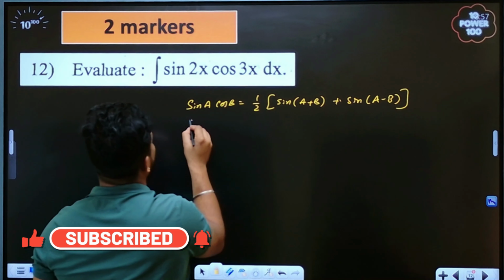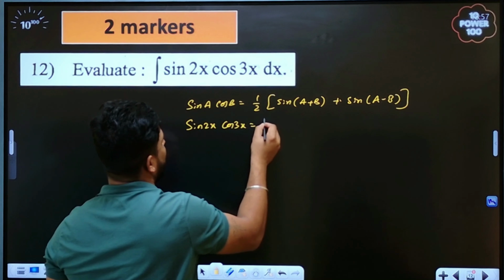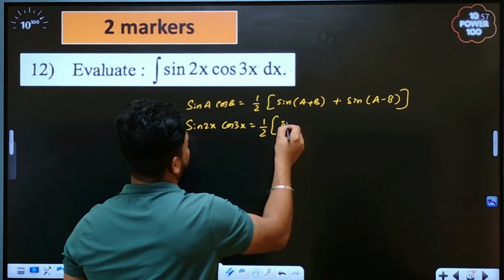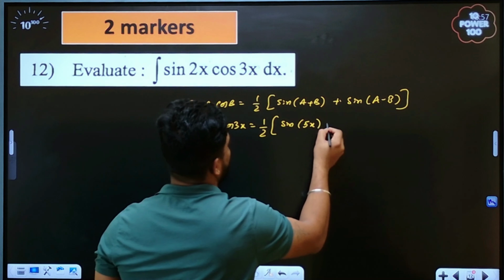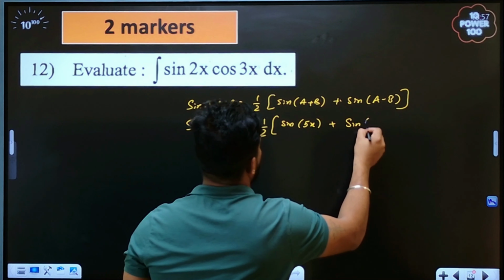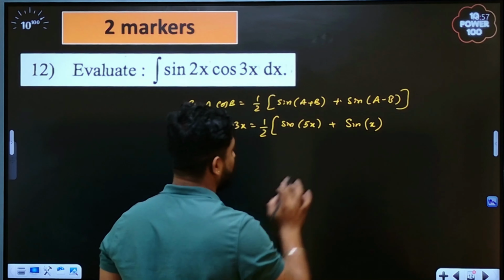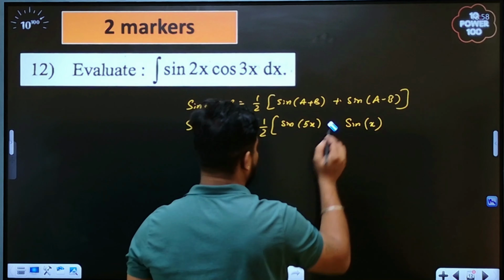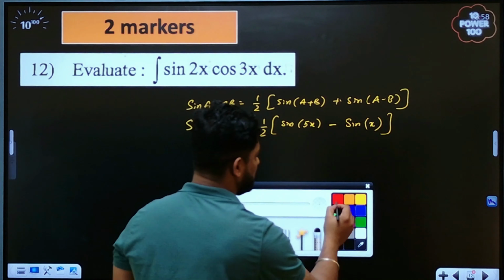So if I solve this, we get sin 2x cos 3x is equal to half of sin(2x + 3x). So this is 5x, right? Sin 5x plus sin(2x minus 3x), it is minus x. So the minus will come out, children. Okay, so in this case, this becomes minus. Yeah.